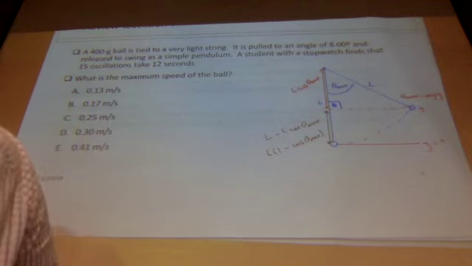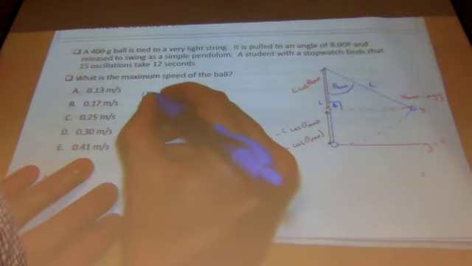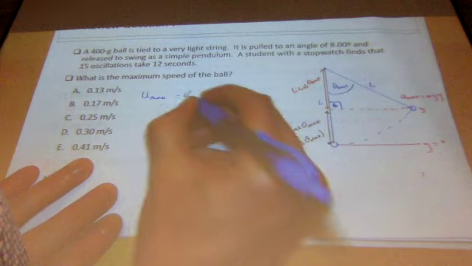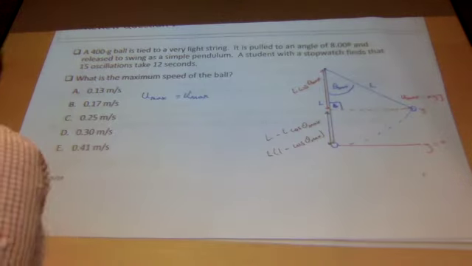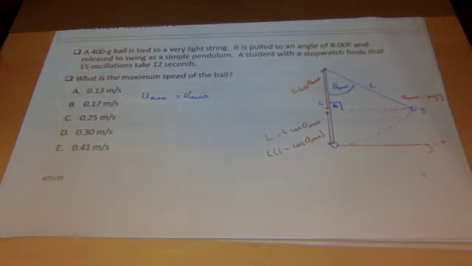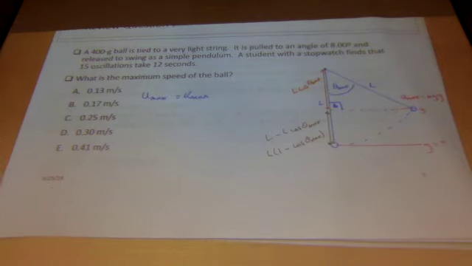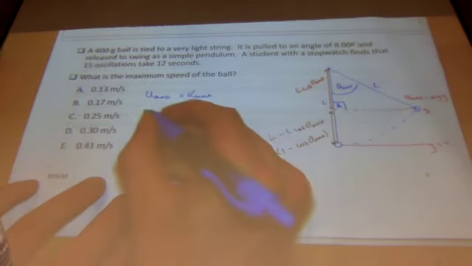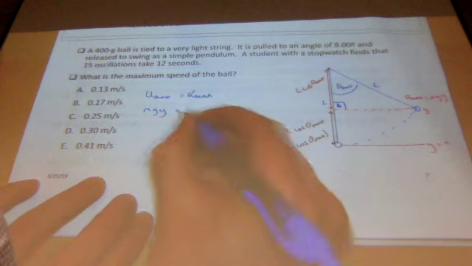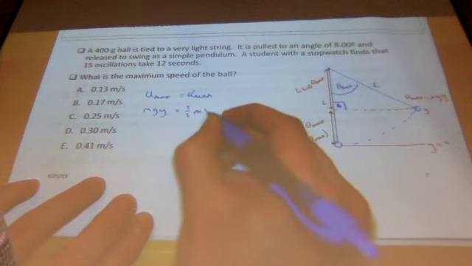All right. So I have U max is equal to K max. That's still true for a pendulum. So assuming again no air resistance, no friction at the pivot point, all that potential energy is converted to kinetic energy. So I know that this U max here is mgy. The K max is 1/2 mv max squared.